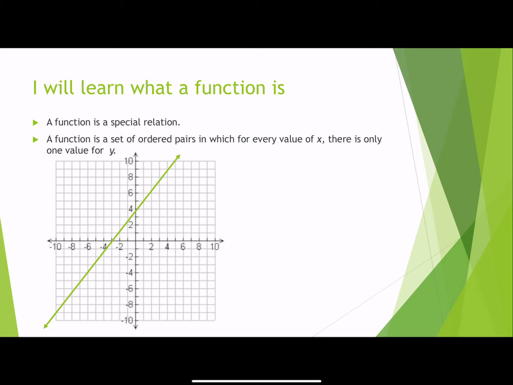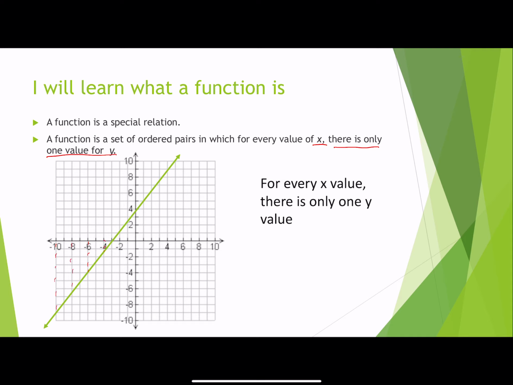A function is a special relationship. A function is a set of ordered pairs in which for every value of x there is only one y value. Is this a function? Well, there's something called a vertical line test we'll learn about in a second. But for every x value, there's only one y value.